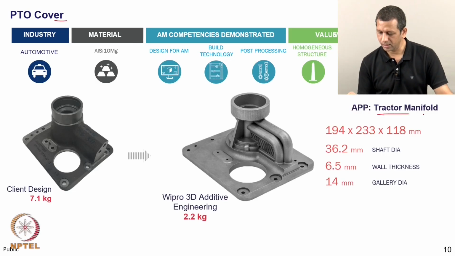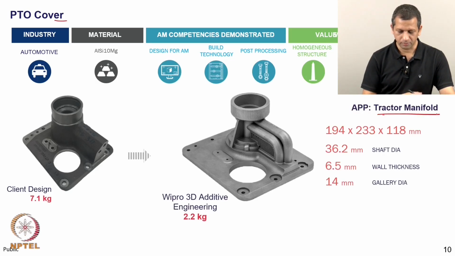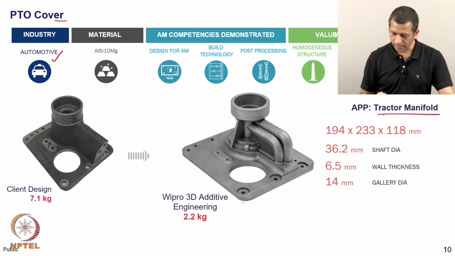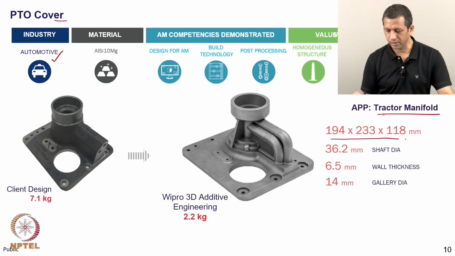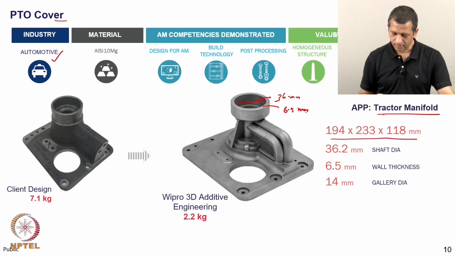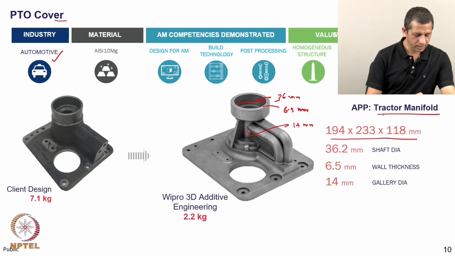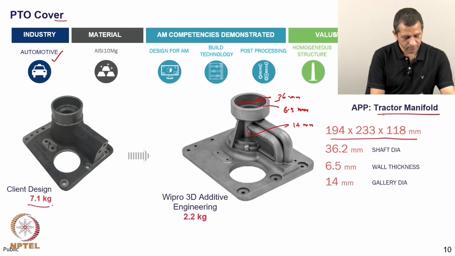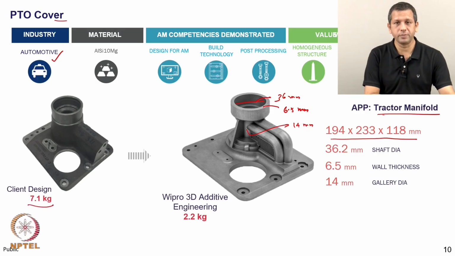This is used in tractor manifold, right. So, it is a good demonstration of additive manufacturing again in the automotive domain. This component is about 190 by 230 by 120 mm. The shaft dia that we see here is about 36 mm, and the wall thickness is 6.5 mm, and the gallery dia that we have is 14 mm. The initial component, which was made using casting, was 7.1 kg. Also, the design was a bit different.